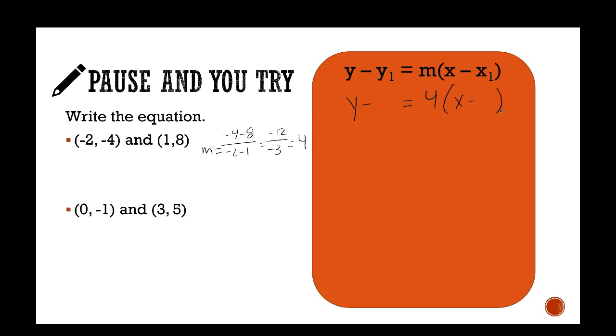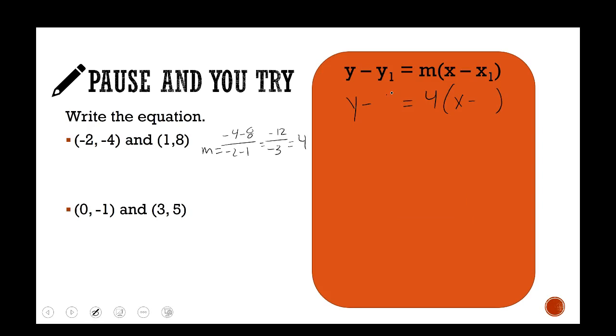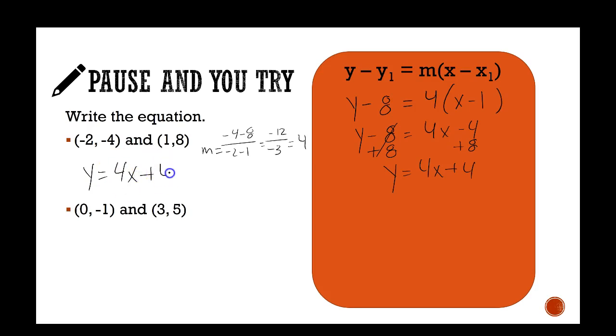And I'll use 1, 8 again so I can ignore the negatives. All right, so 1 is your x, that's there. 8 is your y, that's there. All right, so you get 4x minus 4. Add the 8. You get y equals 4x plus 4 as your final equation here for that first one. Okay, very good.